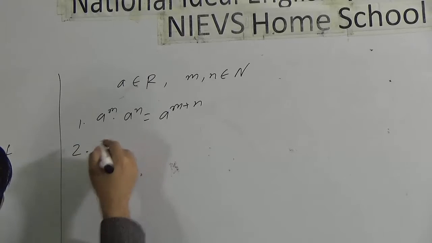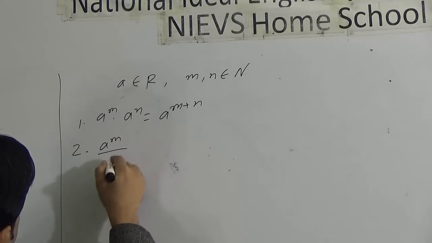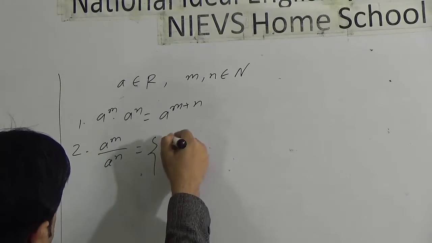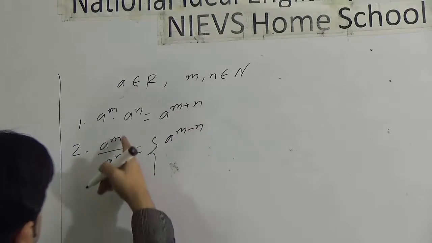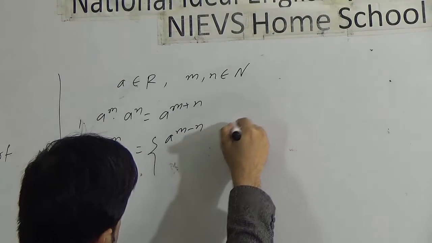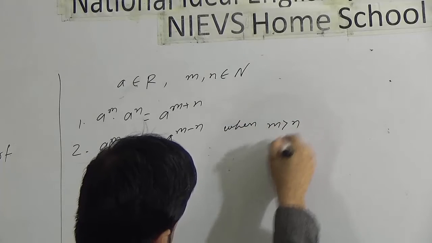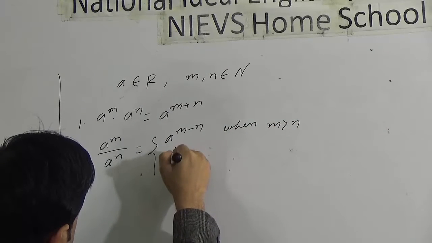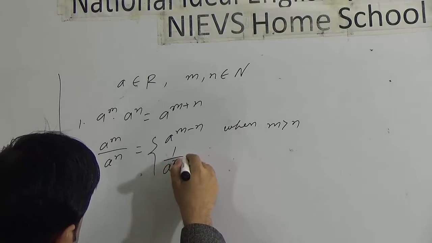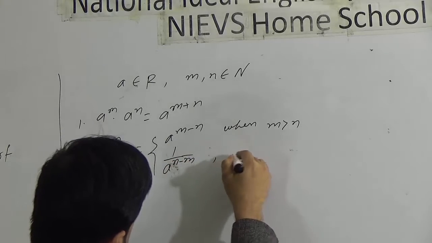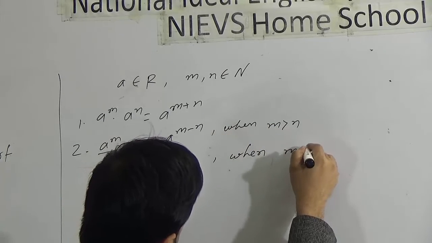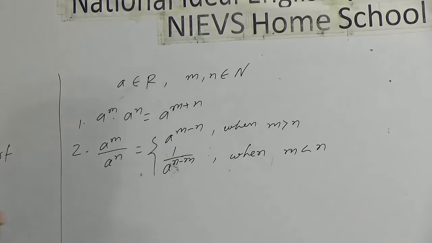Then we can write a to the power m by a to the power n. In this case, we can write two formulas. If we divide a to the power m by a to the power n, we will get a to the power m minus n when m is greater than n. But if m is less than n, then a to the power m by a to the power n is equal to 1 by a to the power n minus m, when m is less than n.